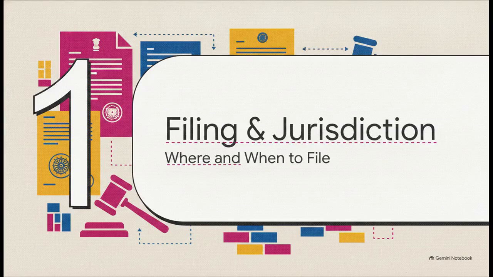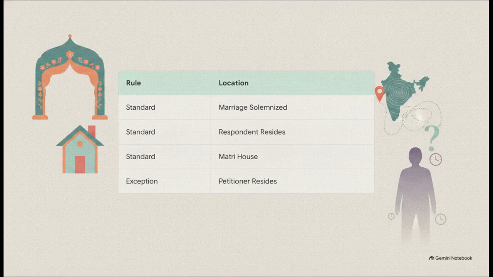All right, let's kick things off with Section 1, Filing, Timelines, and Jurisdiction. Let's build that foundation. If you get a question on jurisdiction under Section 19, you really want to use this core framework to anchor your answer. Normally, the rule is you file where the marriage was solemnized, where the respondent resides, or where the couple last lived together. Simple enough, right?